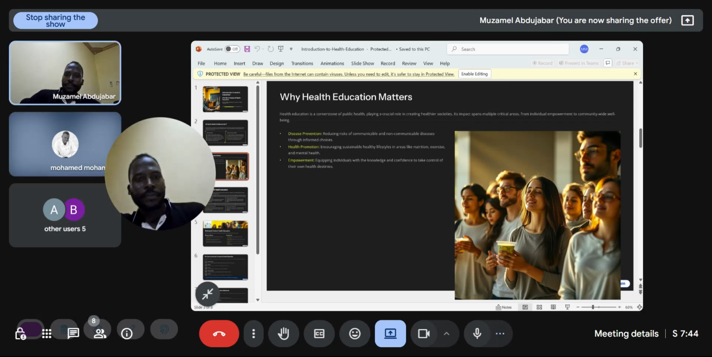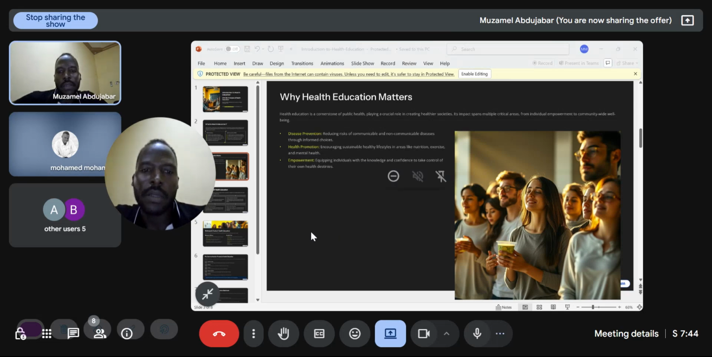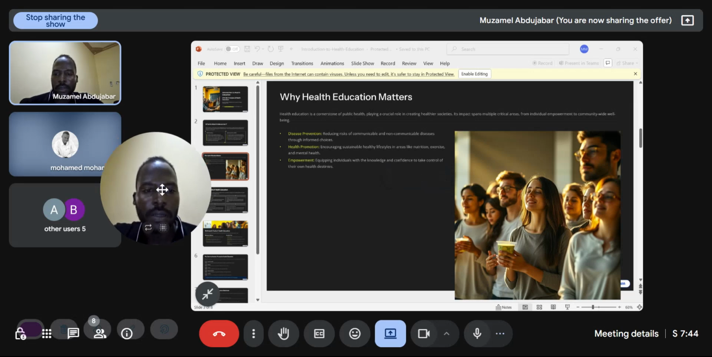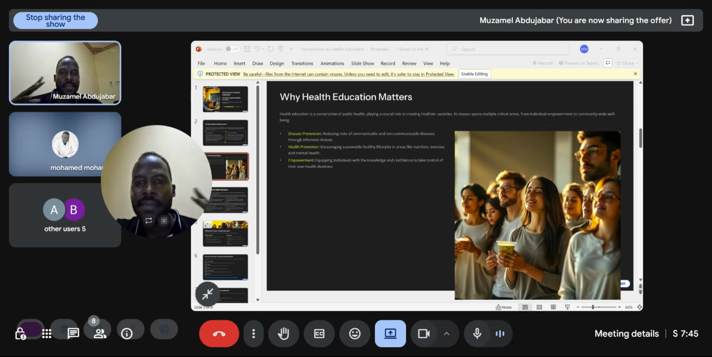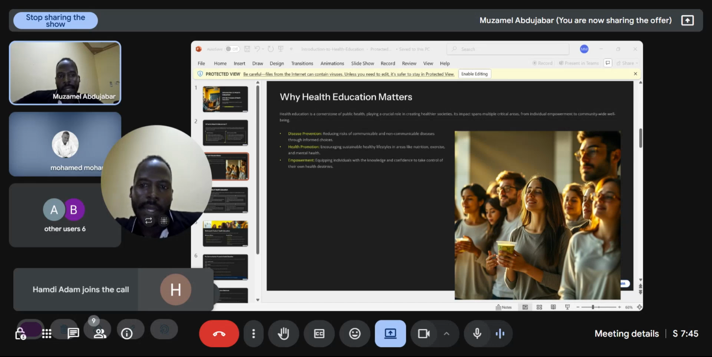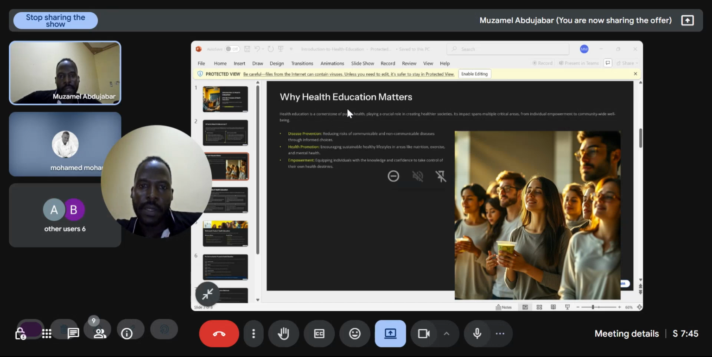Now let us see why health education matters. Why are we studying health education? Health education is a cornerstone of public health, playing a crucial role in creating a healthy society. Its impact spans multiple areas for empowering the community. We study health education for three main objectives. One of them is to prevent disease.